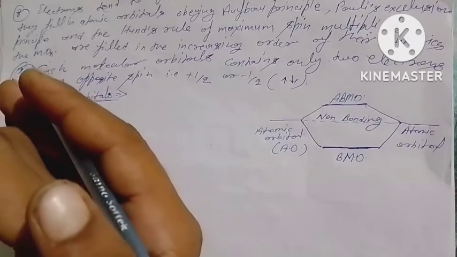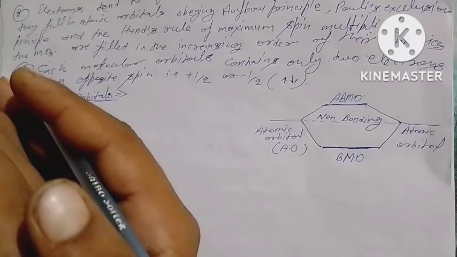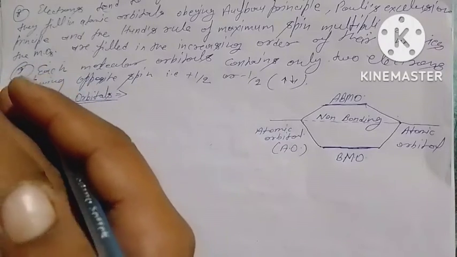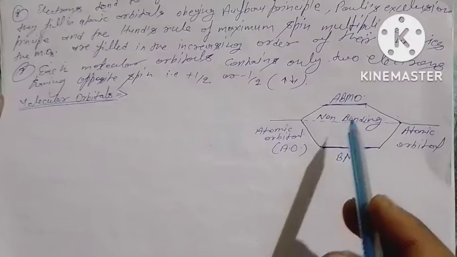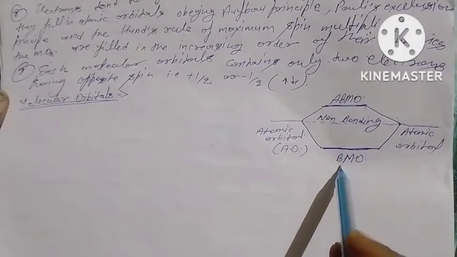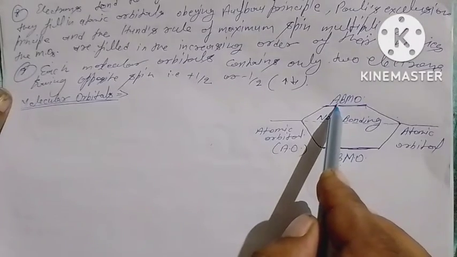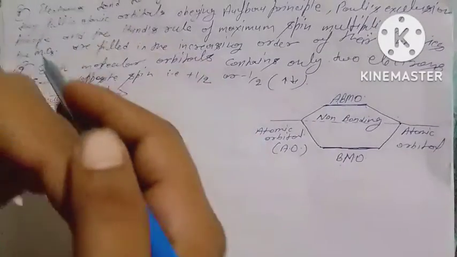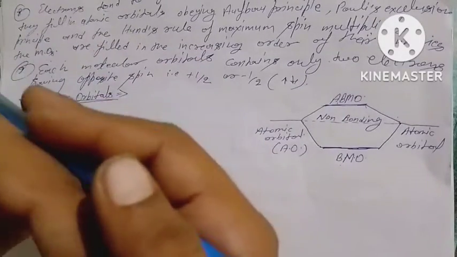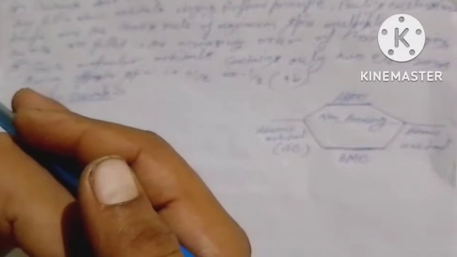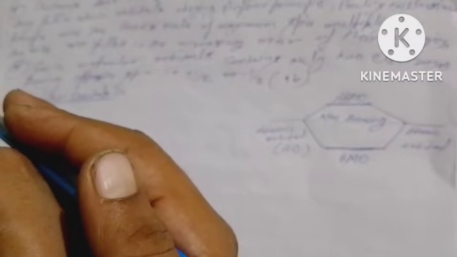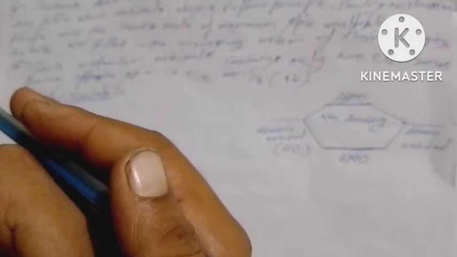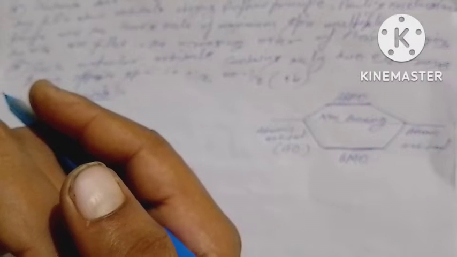One of the molecular orbitals is bonding and the other is anti-bonding. Molecular orbitals which have lower energy than the atomic orbitals are called bonding molecular orbitals, and those which have higher energy are called anti-bonding molecular orbitals.